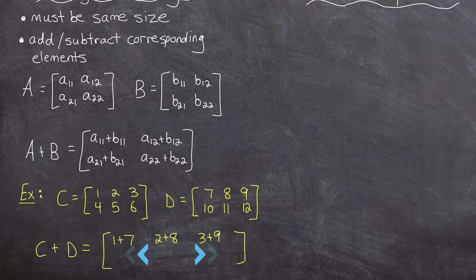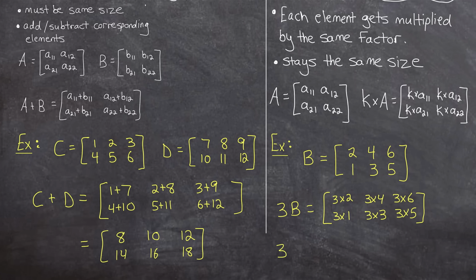Given some matrix, matrix B, let's find what 3 times matrix B would equal. And I could calculate each of the elements just by taking all 6 of these elements and multiplying them by the scalar 3. And then I could simplify each of those elements by doing the multiplications. So 3 times matrix B would have the elements 6, 12, 18, 3, 9, 15.